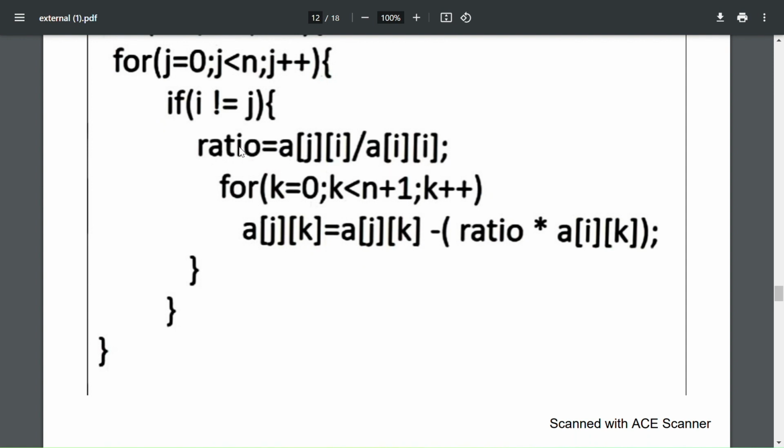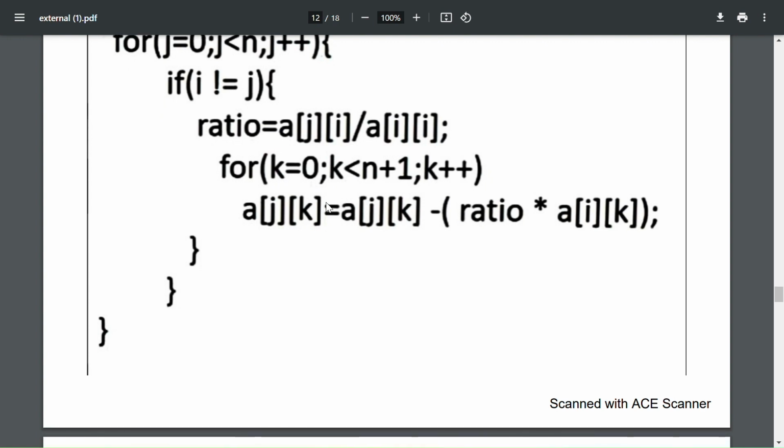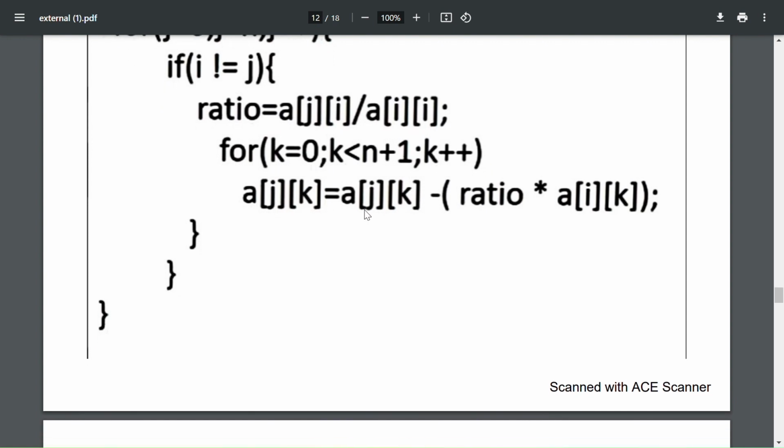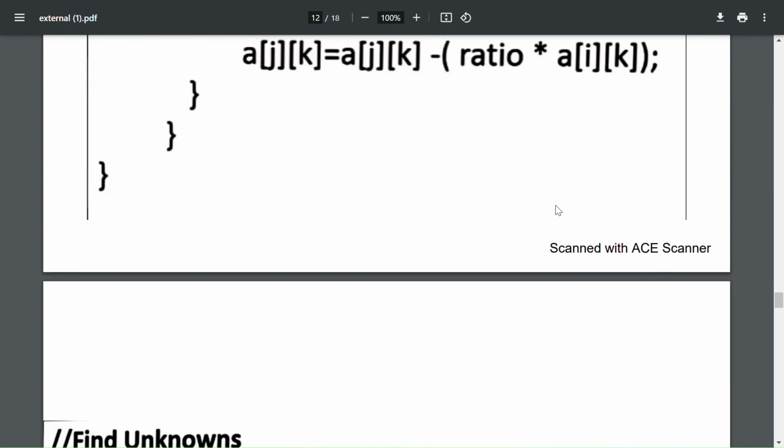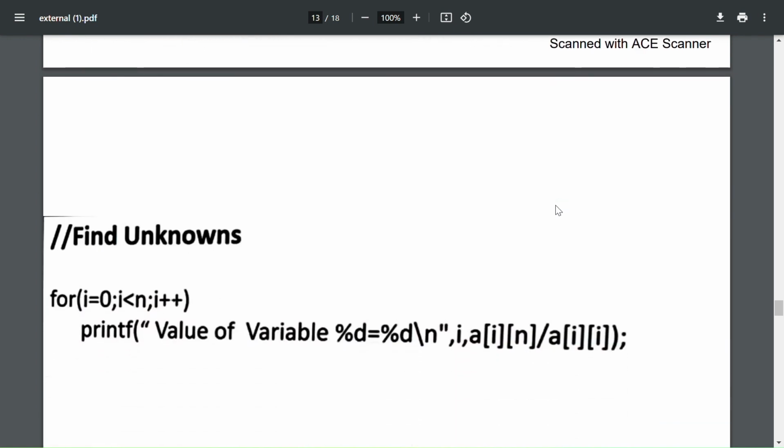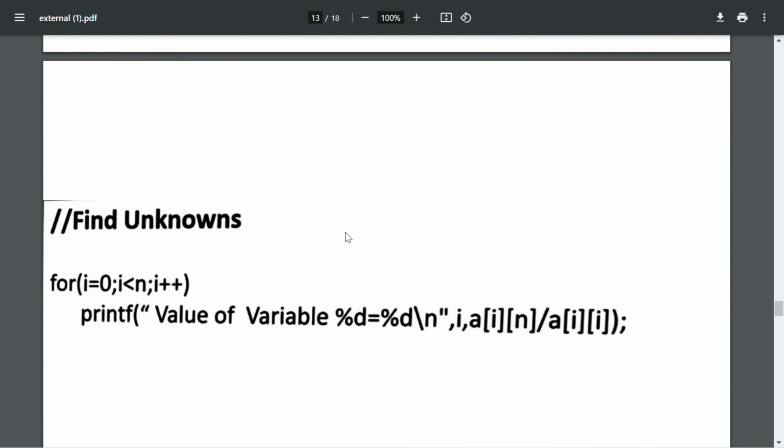And then inside the j loop we will start another for loop for the k variable, which is k equals 0 to k less than n plus 1. Then we will set a of jk equals a of jk minus ratio into a of ik. Then in the next step we will find the unknowns and print their values.